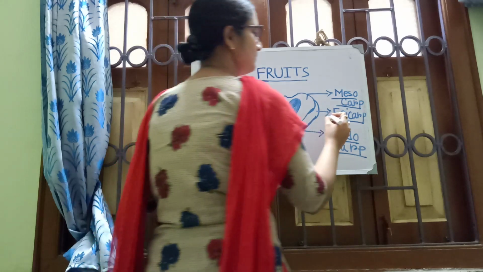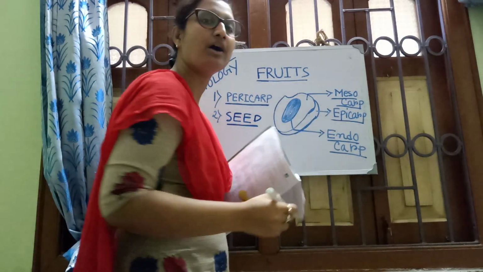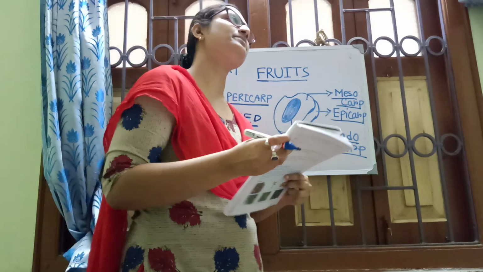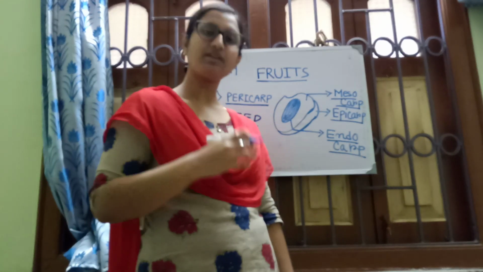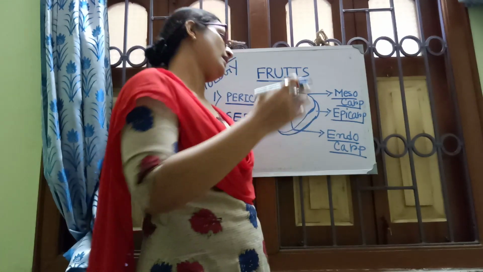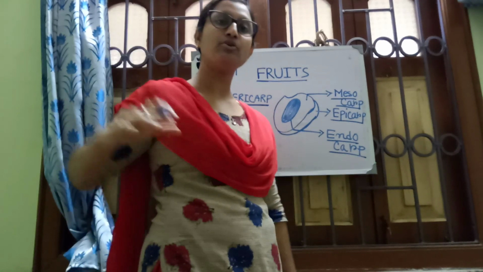This part is the epicarp. After that, this is the mesocarp. Mesocarp is the fleshy portion we can eat. This is the edible part. This part is the mesocarp. After that, the endocarp is present. Endocarp means the covering of the seed.